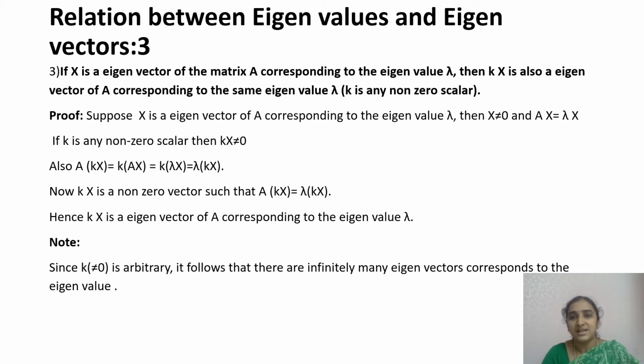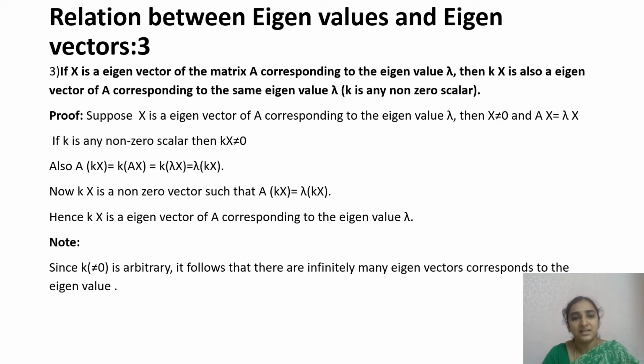Then as x is not equal to 0 and Ax is equal to lambda x, if k is any non-zero scalar, then k times x is not equal to 0. Also, k times Ax is equal to, taking the value Ax equal to lambda x, k times lambda x, and that would be equal to lambda times k x.